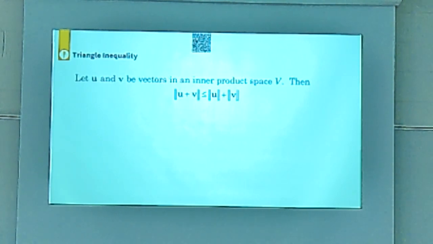Thought quick enough, this would make a great exam question. Prove the triangle inequality. Oh well.